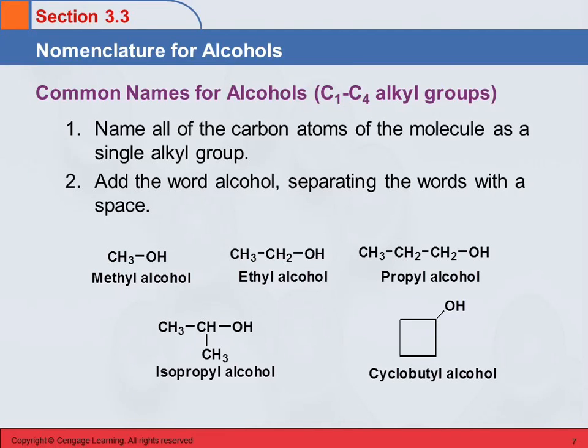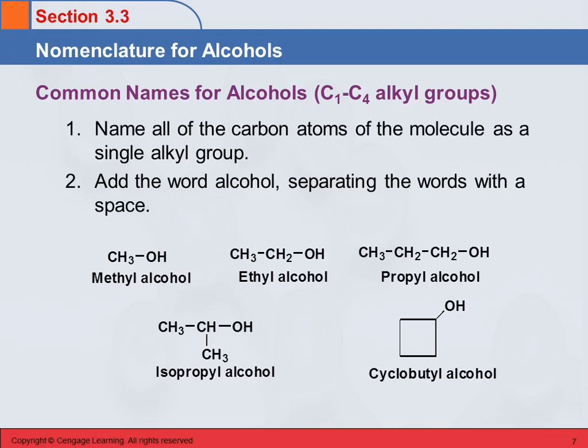So, nomenclature. Describe what they are, and then we learn how to name them. The smaller alcohols, with 1 to 4 carbons, have common names, and the common names are used frequently, so we do need to know them. Naming these with a common name, you name all of the carbon atoms of the molecule as a single alkyl group, and then you add the word alcohol, and the words are separated with a space.